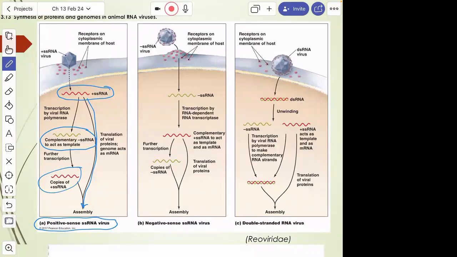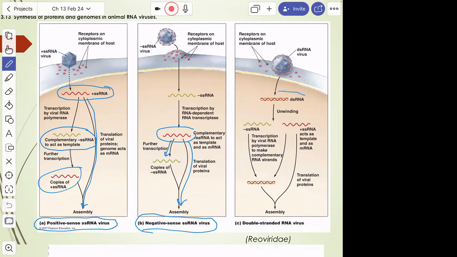Some examples of positive single-stranded RNA viruses: coronavirus is a big one, and poliovirus is another example. Negative single-stranded RNA viruses are not a whole lot different. They have to make the complementary copy of that positive strand, and then that positive sense can be used at the ribosomes, and that's copied again to make more of its genome. Rabies, Ebola, and flu are all negative sense single-stranded RNA viruses.